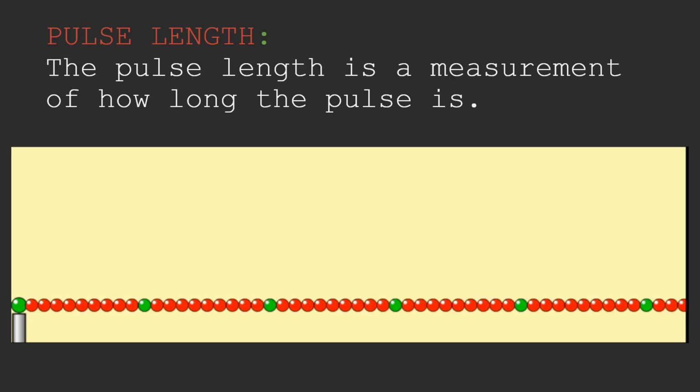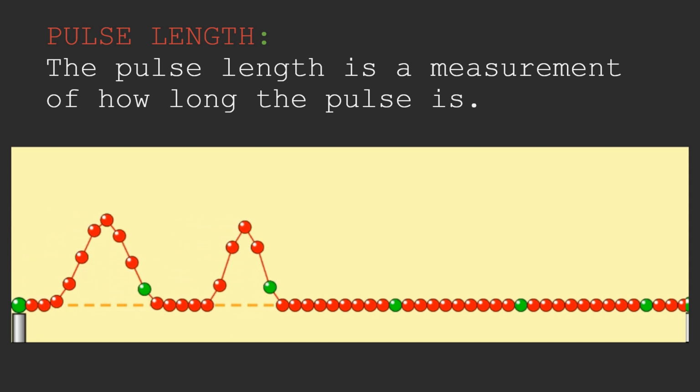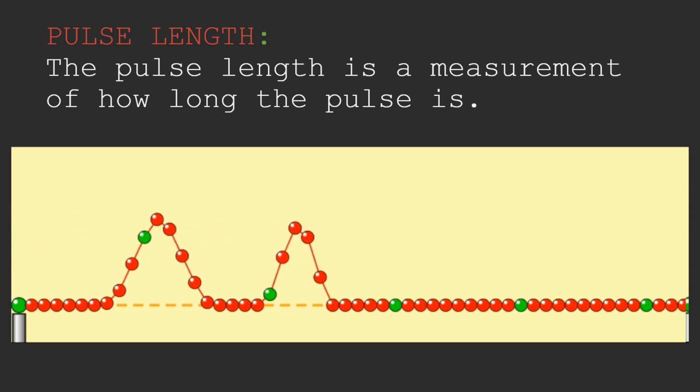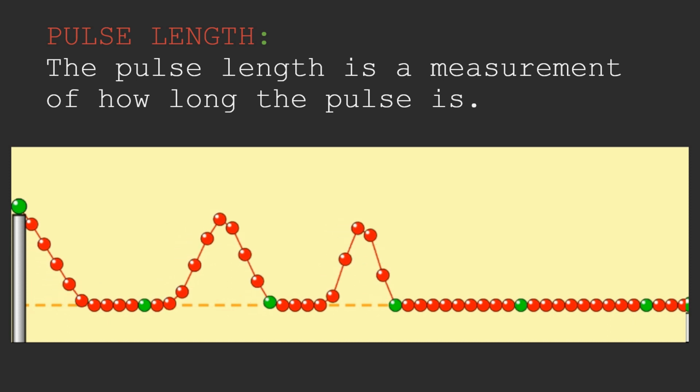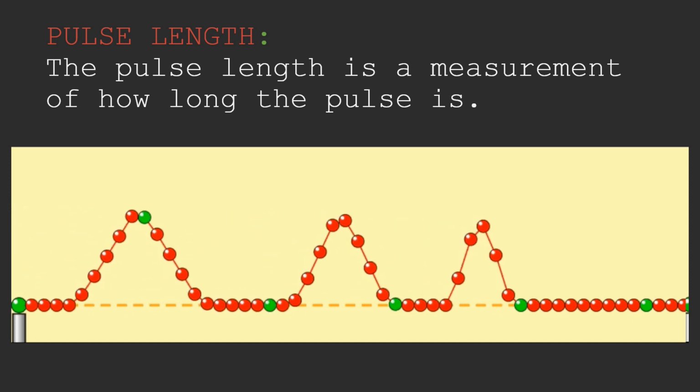Then we get pulse length. So pulse length is a measurement of how long the pulse is. In this case, we're going to get 3 different examples. So let's say we've got a 0.5 centimeter pulse, then a 1 centimeter pulse, and then following that, we get a 2 centimeter long pulse. And so pulse length is just how long that wave is from the start to the end.